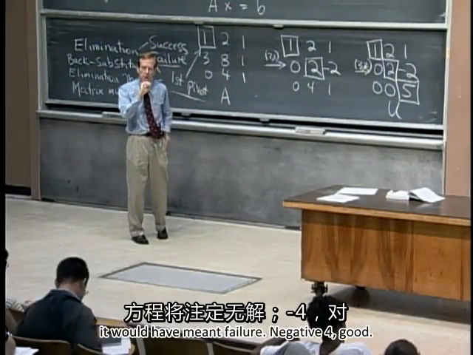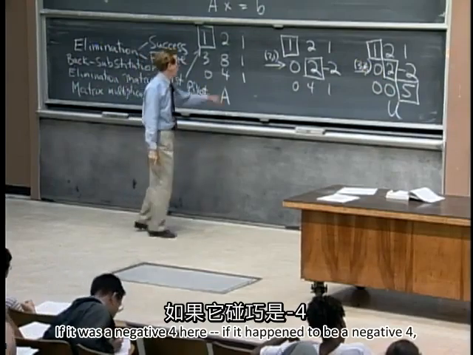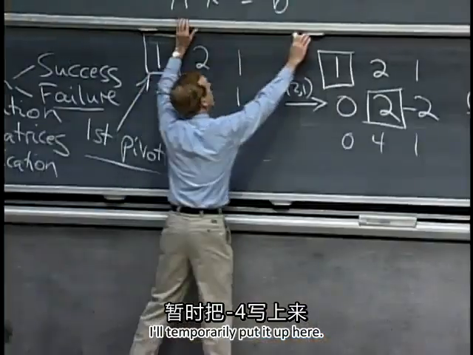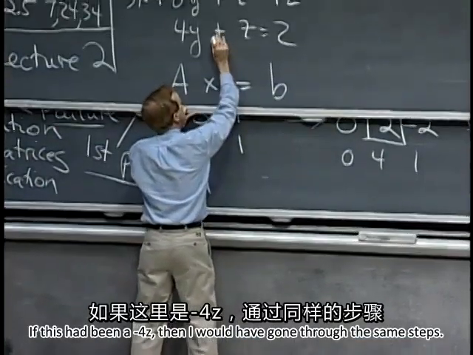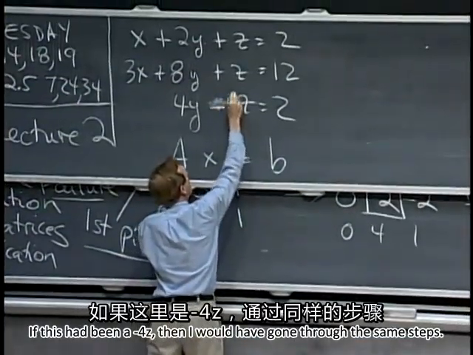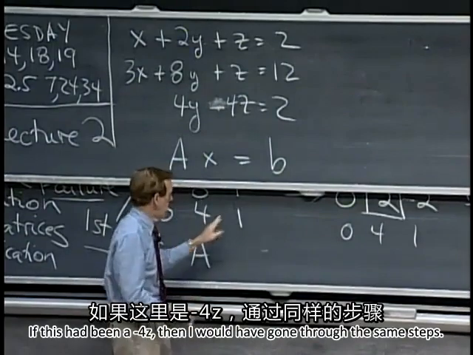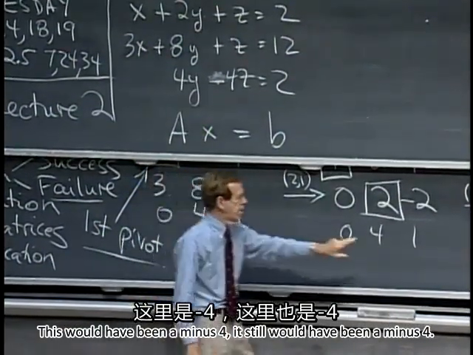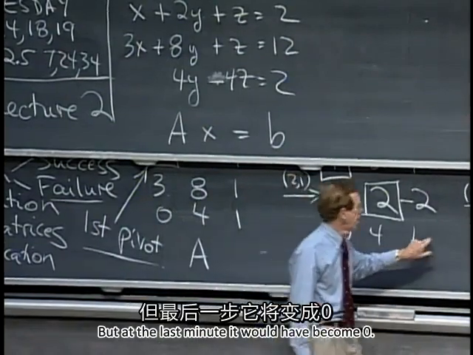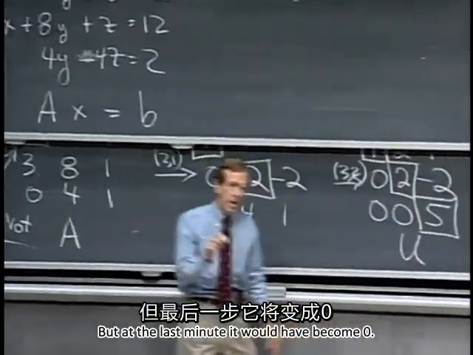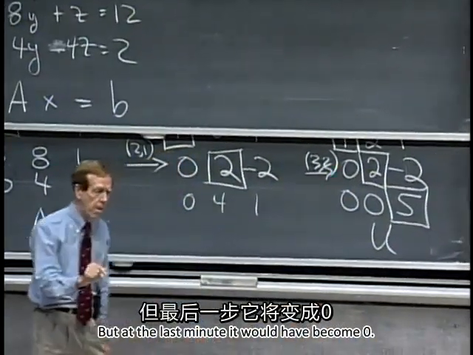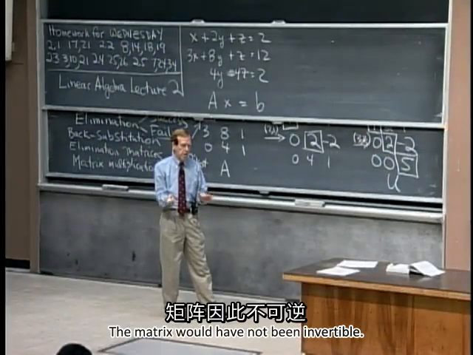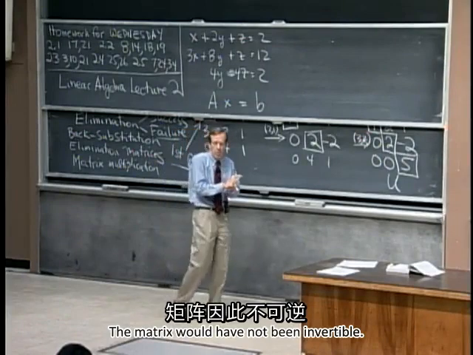-4, good. If it happened to be a -4 here, I'll temporarily put it up here. If this had been a -4z, then I would have gone through the same steps. This would have been a -4. It still would have been a -4. But at the last minute, it would have become 0. And there wouldn't have been a third pivot. The matrix would not have been invertible.